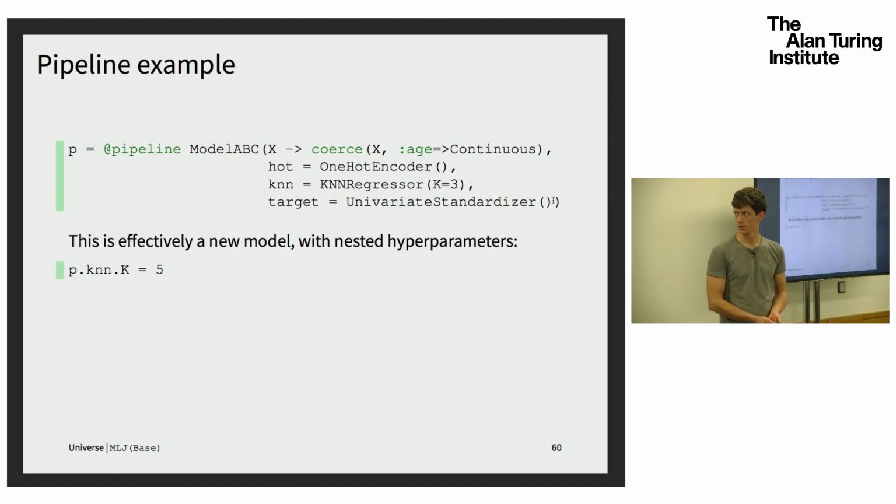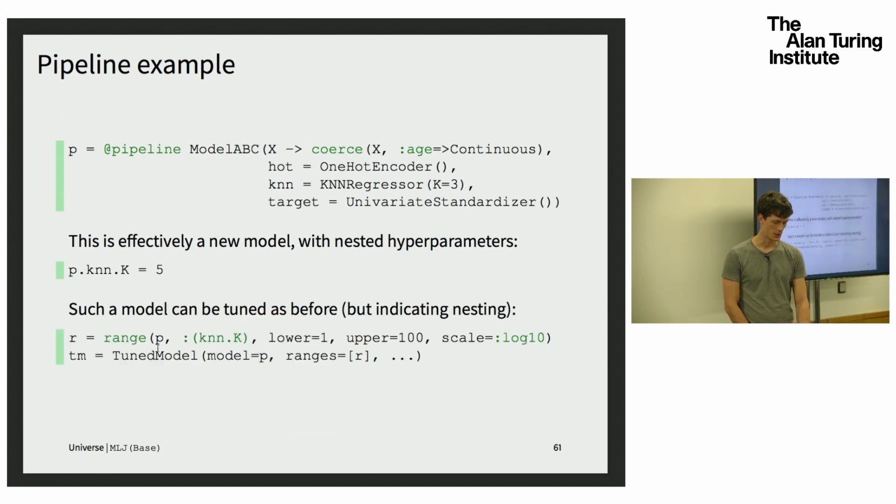Cool, so that's a new model with nested hyperparameters, which you can access with the dot syntax. So p.knn to get the knn step, and then .k because it's a hyperparameter of that step. Consequently, the hyperparameter tuning will happen in the same way. You just have to specify the nesting, but otherwise it's the same as before. You have this range, but now instead of just saying k, you say it's k from knn. So specify a lower bound, an upper bound. You can specify the scale. If you don't specify it, it will be a linear grid between the lower and the upper bound. If you specify it, it will be, for instance in this case, a logarithmic grid.